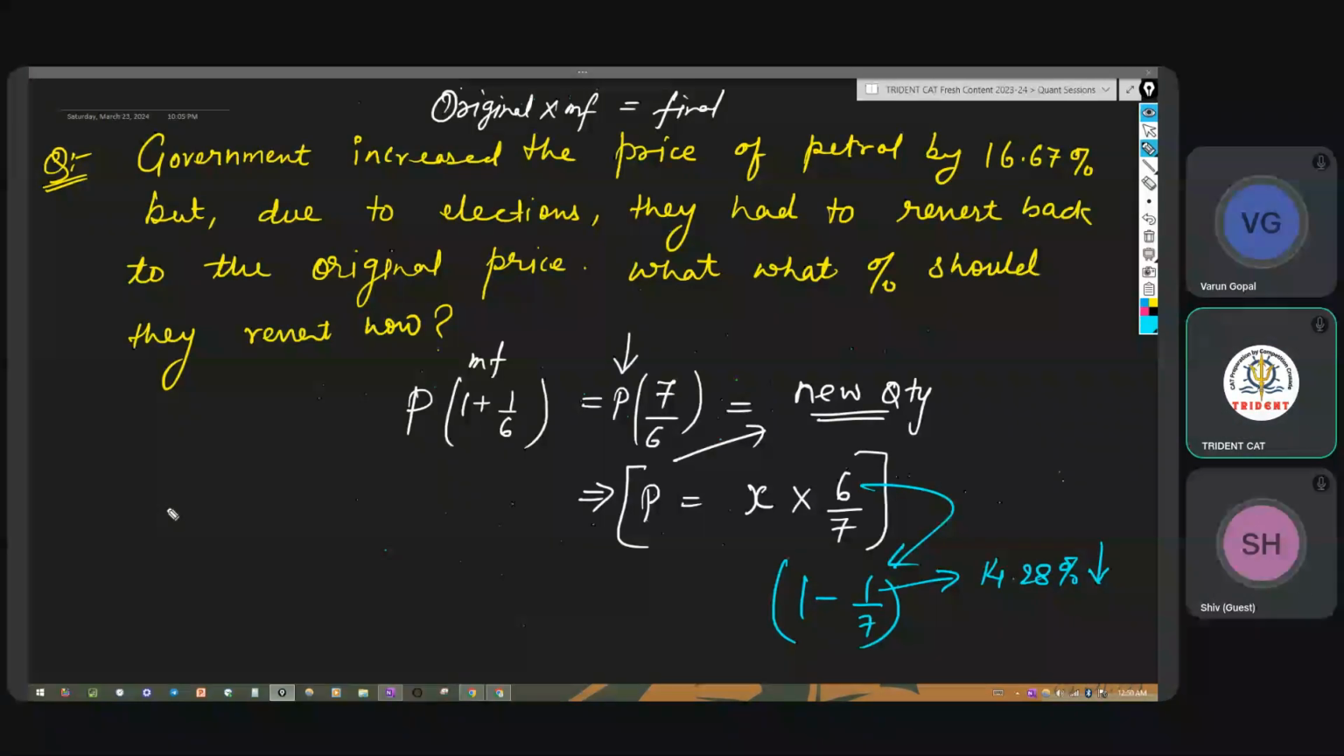So what we are saying is we are decreasing. Initially it was how much? 7 by 6. That is giving me the new quantity. Whatever is the new quantity, I need to decrease how much?